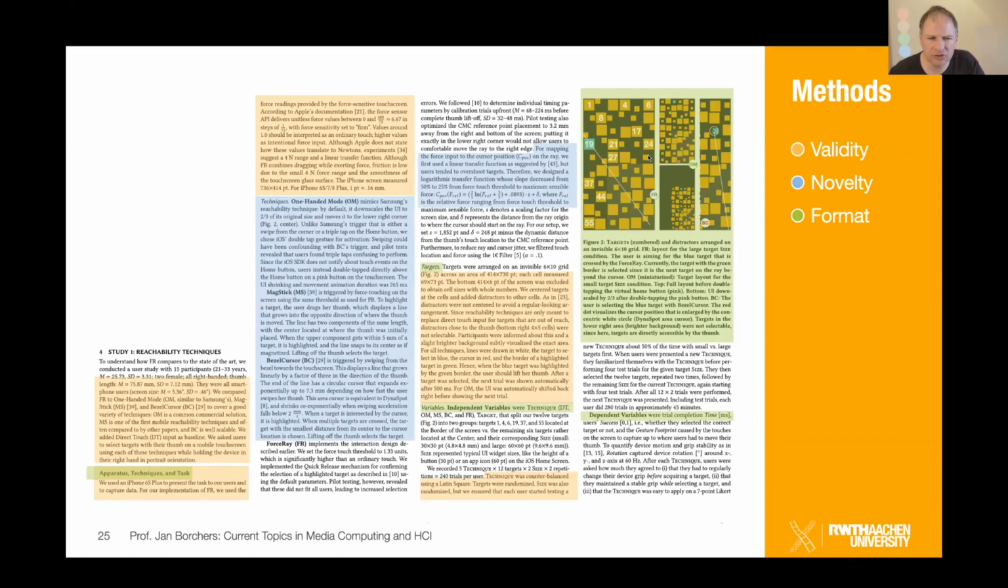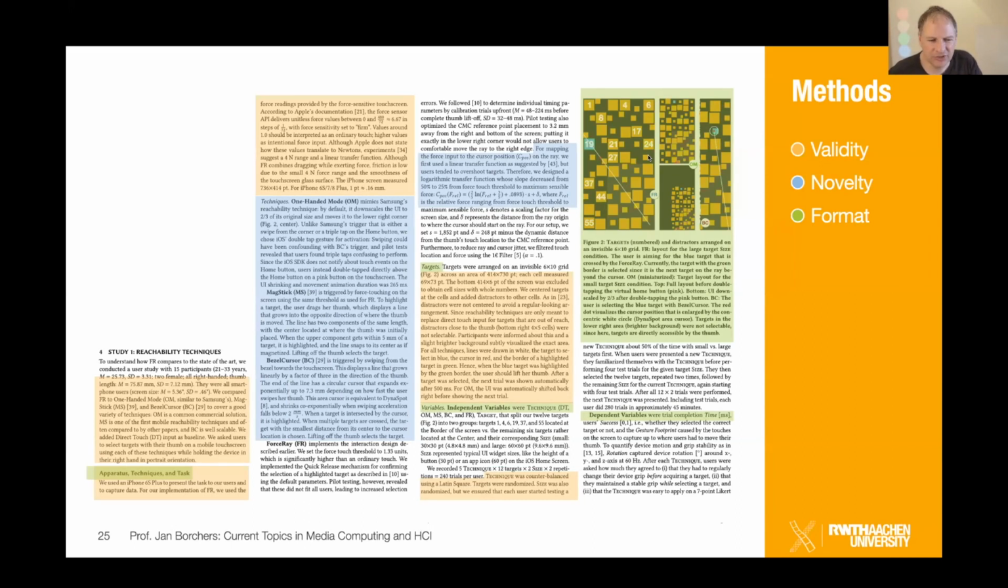The novelty also, why it is compared to existing work. Here we're comparing it to MagStick and Bezel Cursor, and the one-handed mode. These are all other techniques that exist that we compared our work to. So we further document the novelty of our approach, that it is actually something different.